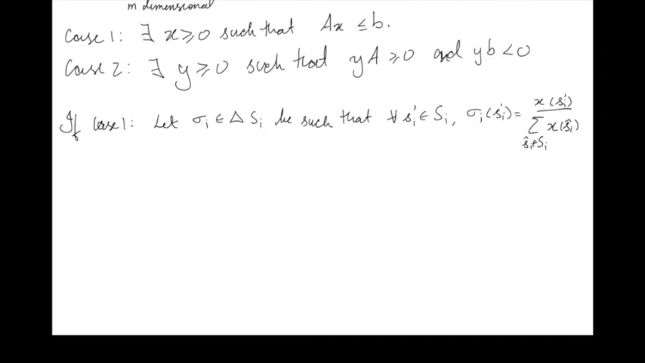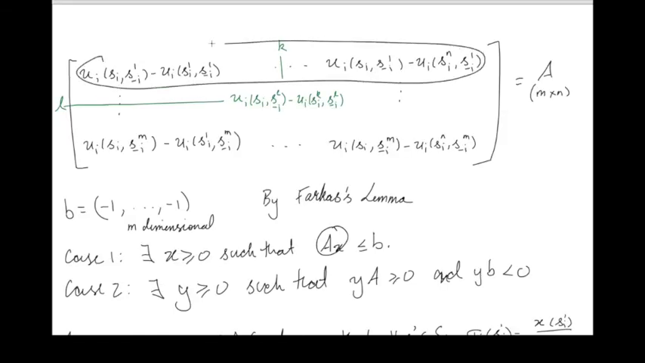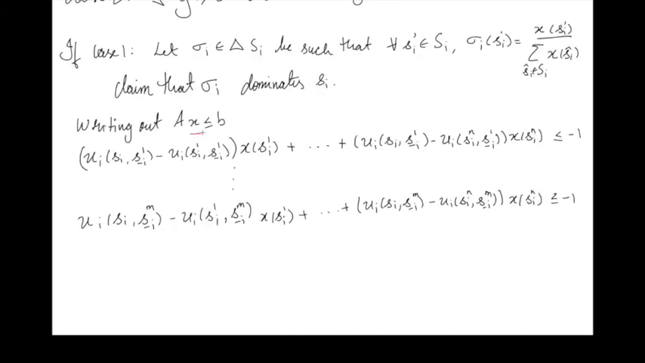I'm going to claim that sigma_i dominates s_i. So why does sigma_i dominate s_i? Let's look at this product. If we take one of these rows and multiply it with x, we know that that has to be less than or equal to -1.